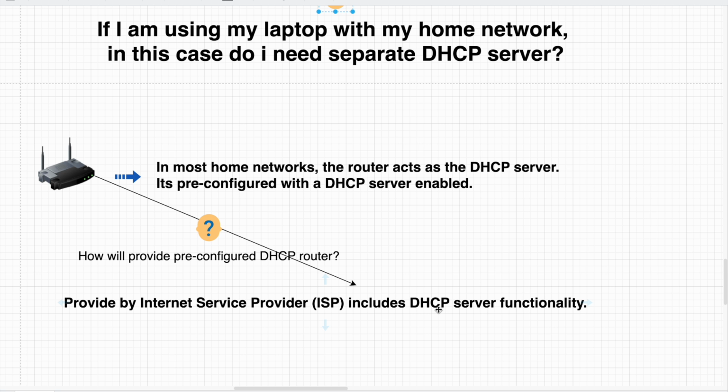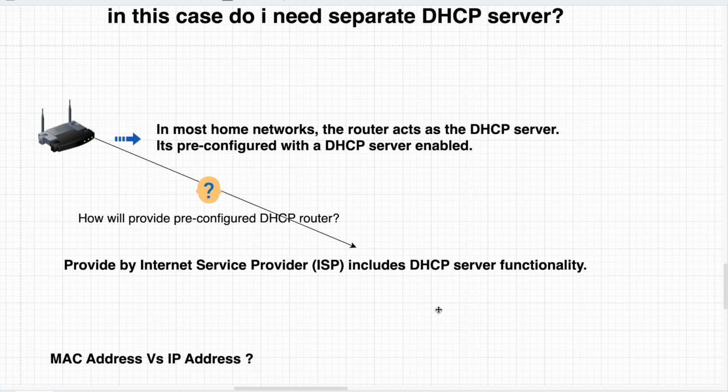Okay, in the home network we usually use some service provider. That service provider provides some router. The router itself has built-in DHCP server functionality that will generate an IP address for our whole network.